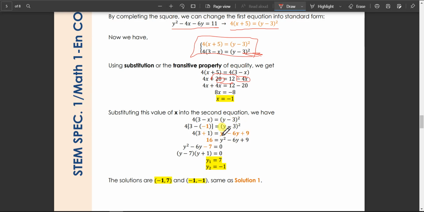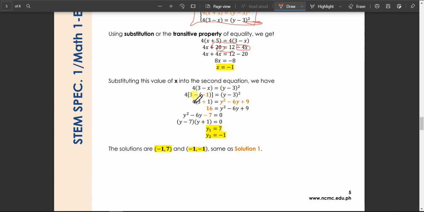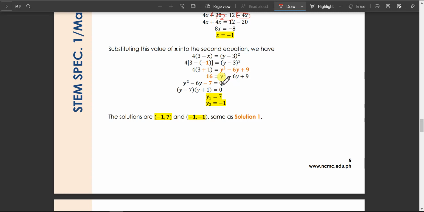So kanig expand na to. So we have square the first term, which is y squared. Multiply the first term by the second term, then multiply it by 2. That's why we have negative 6y. Then square the last term, which is equal to positive 9. Then we distribute, I mean 3 plus 1 is equal to 4. Then 4 times 4 is equal to 16. So we have 16 here. Then we transfer 16 to this side sa atong equation. So that's why we have y squared minus 6y plus 9 minus 16, which is equal to negative 7. Then that is equal to 0.